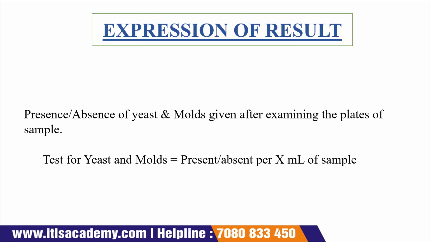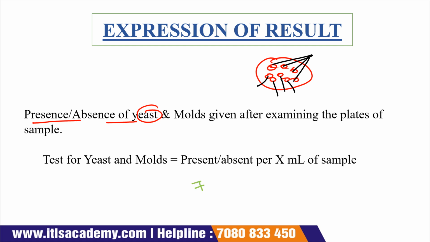Okay, then the expression of the result. We all know that the presence and absence of yeast and mold are counted. Suppose this is your plate. Now we count it. This is your yeast and mold colony. So we count it like this: 1, 2, 3, 4, 5, 6, 7, 8. Now it is represented as 7 colonies per 100 ml of sample. This is the representation of the result. So you just count the colonies and represent it per ml. This is the expression of the result.